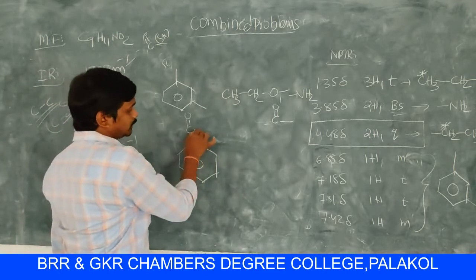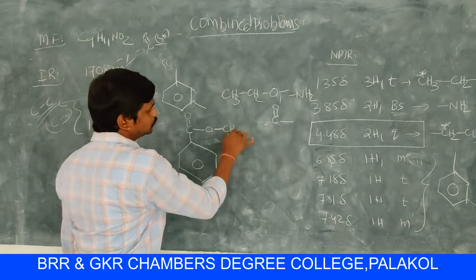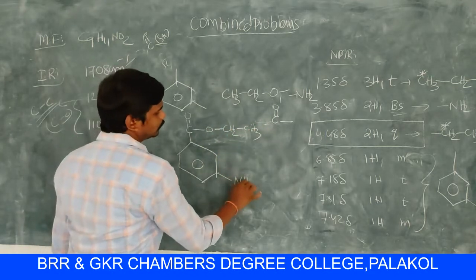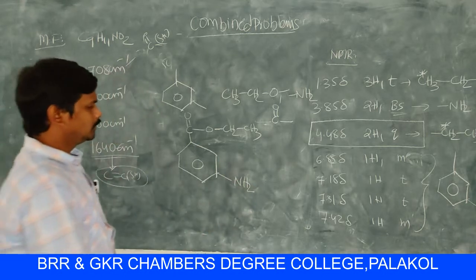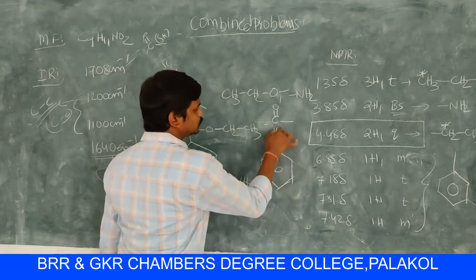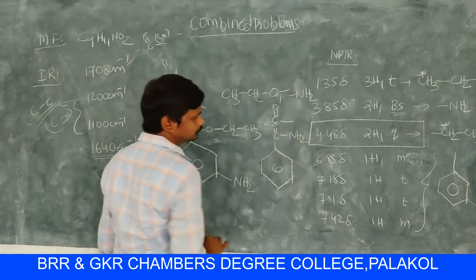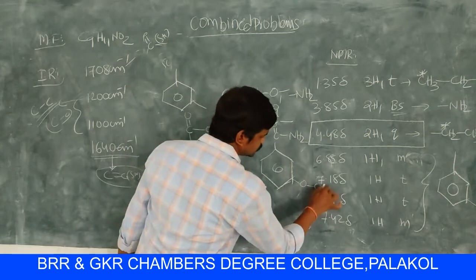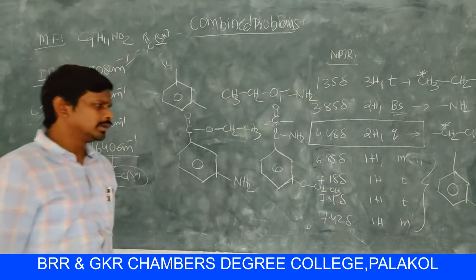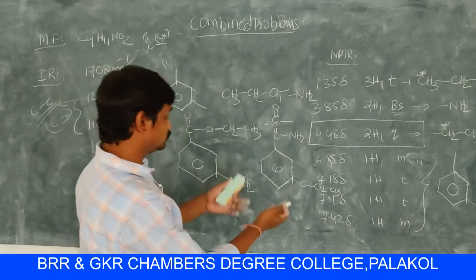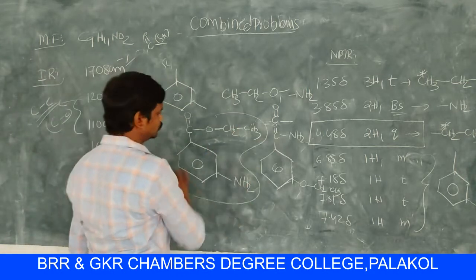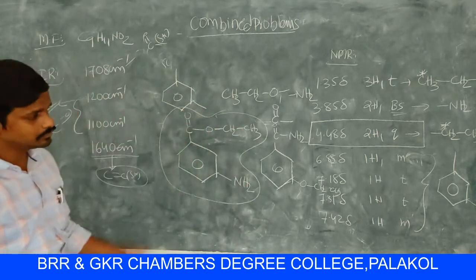Now I write C double bonded O, CH2, CH3, and we are left with one amino group. We can also write the benzene ring attached to C double bonded O, attached to NH2, and O, CH2, CH3. This is the basic information based on the NMR data and IR data. We have 2 possibilities for our structure. So which one is correct?